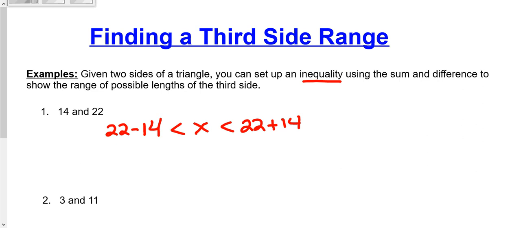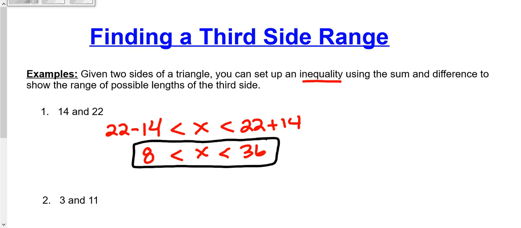So 22 minus 14 is actually 8. 8 less than x less than, and then 22 plus 14 is 36. So our final answer is 8 less than x less than 36, which means you can pick any number bigger than 8 but smaller than 36, and when you add the other two sides together, it would be larger than the third.